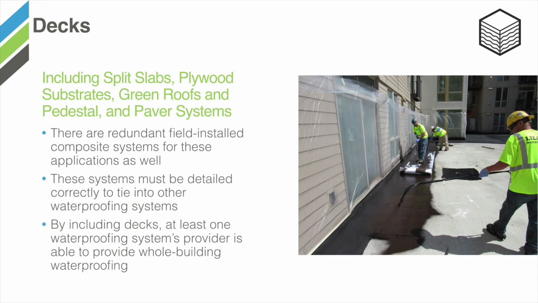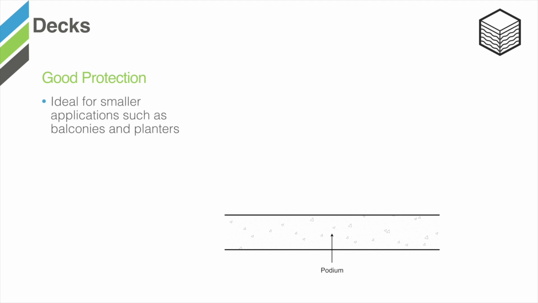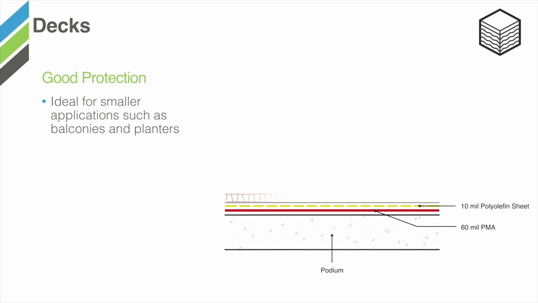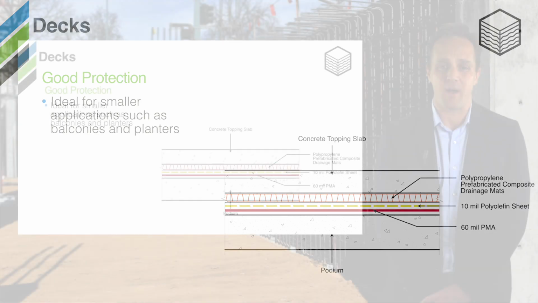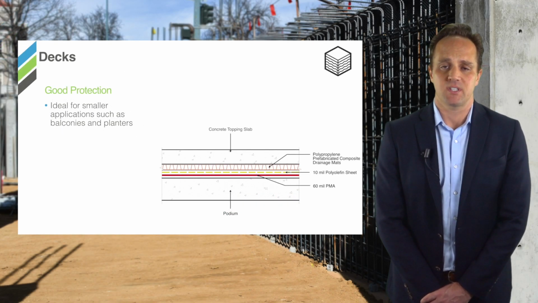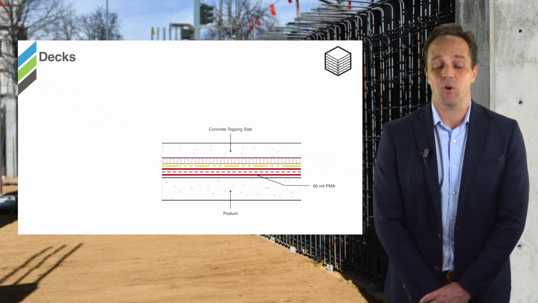Horizontal above-grade waterproofing has a lot of different applications. Whether it's a plaza deck, pedestal and paver system, or split slab application, different needs are required. In a good, better, best approach, this makes a lot of sense for using a composite technology. For smaller applications such as balconies or planters or low traffic decks, a simple 60 mil application of polymer modified asphalt, followed by a protection course and a drainage mat, will meet most projects' needs. However, in larger applications where you're dealing with most podium applications with pavers or most split slab applications, more redundancy and greater protection is needed.